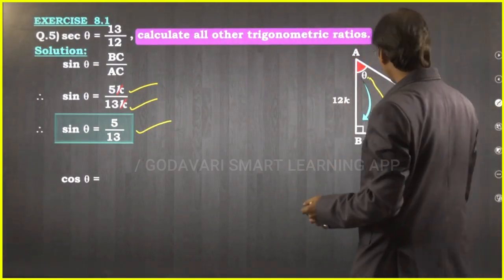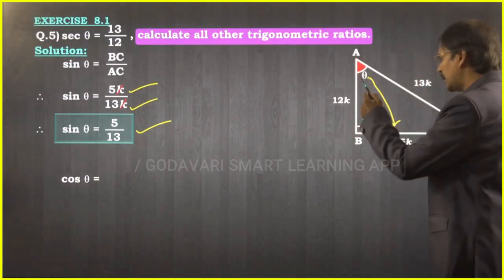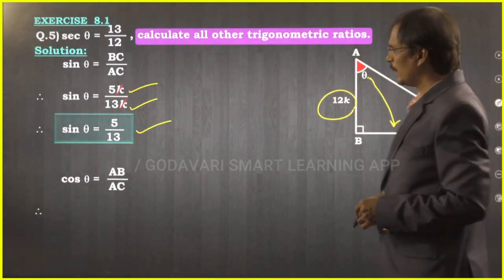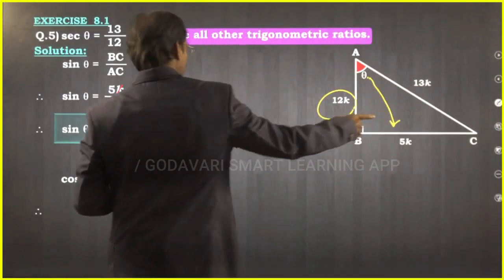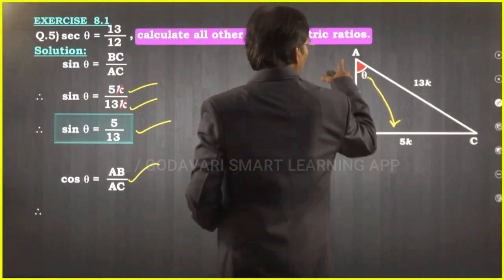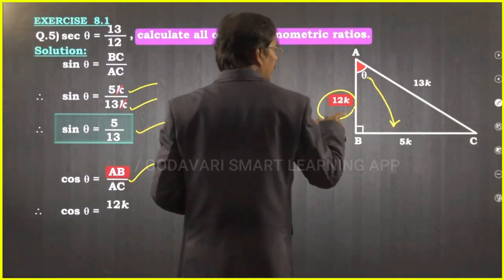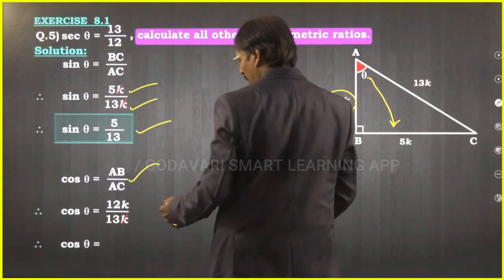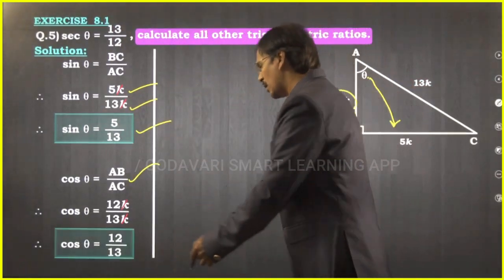The second one is we have to find cos theta. Cos theta is nothing but adjacent side by hypotenuse. Adjacent side is nothing but AB, by hypotenuse, which is AC. So cos theta is equal to adjacent side AB by hypotenuse AC. AB is nothing but 12k and AC is nothing but 13k. 12k by 13k, k cancels, that is 12 by 13, that is cos theta.